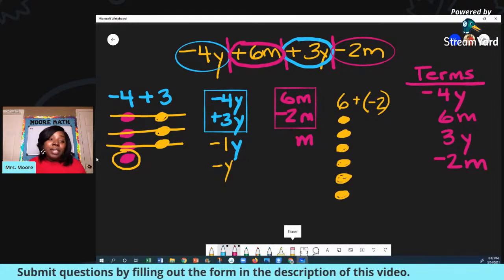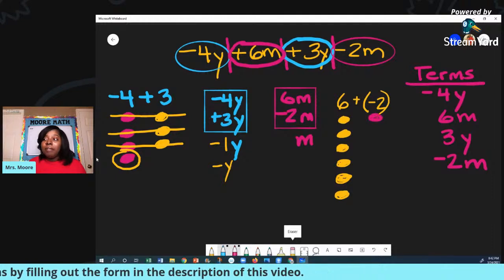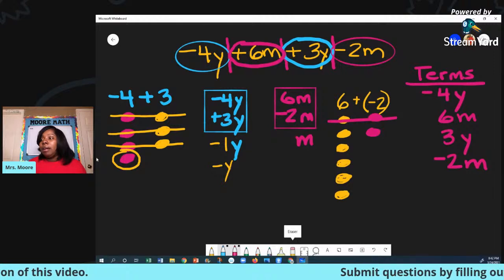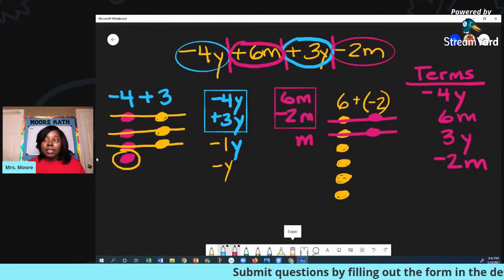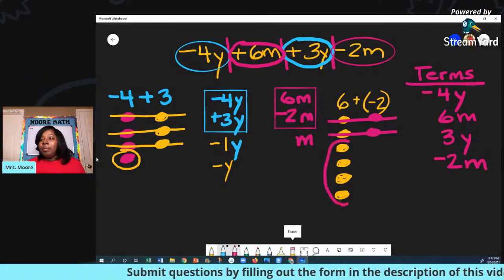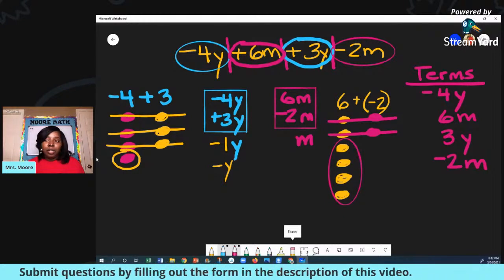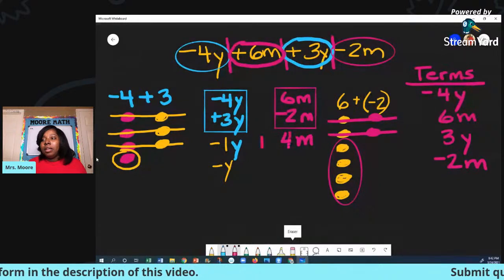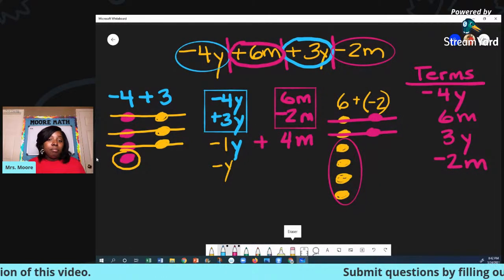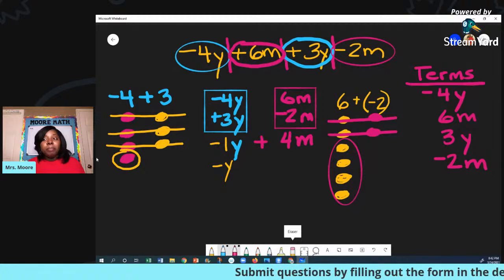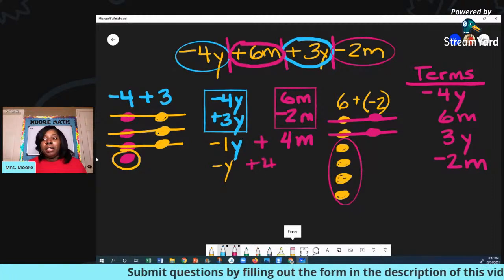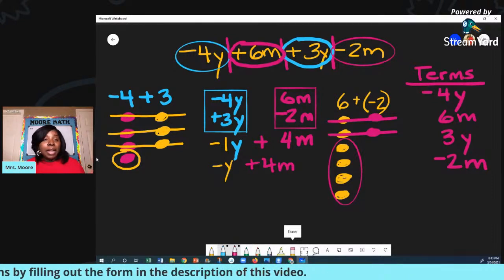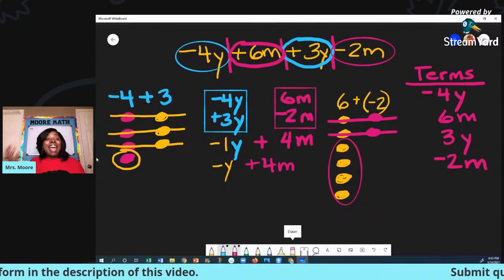And after a while, you won't even need to draw these chips, because you'll be like, oh, I got it. I'm really subtracting because they're different signs. And I'm left with 4 positive chips. So this is going to be 4m. You could either write it this way, -1y plus 4m, or -y plus 4m. Both of these answers are correct. They're ugly, but that is your answer.